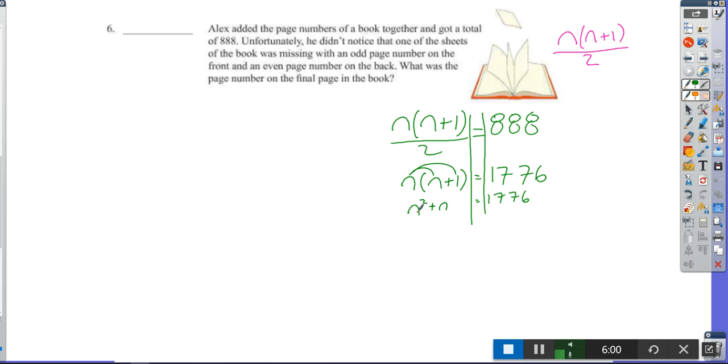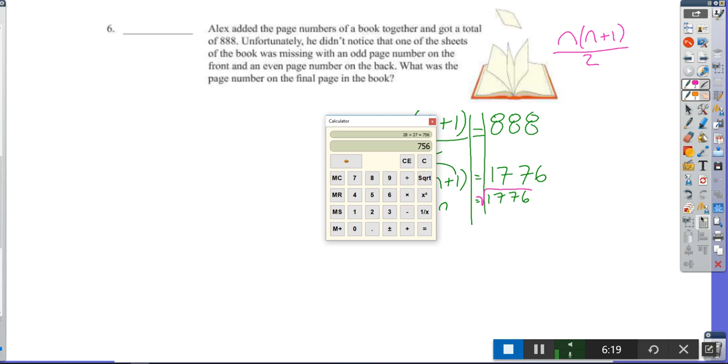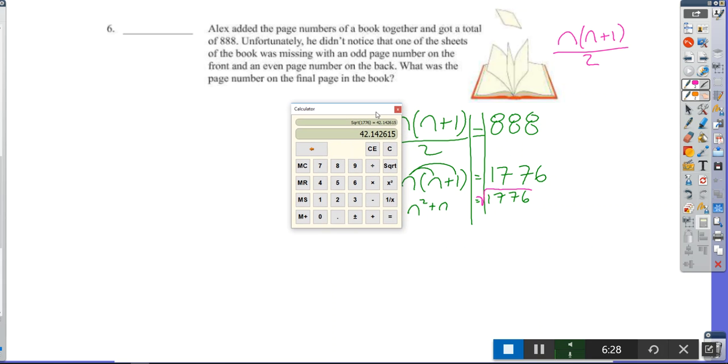My n squared number is going to be a lot bigger than my n, because n squared is n times n. So to give me a ballpark idea of where I should be looking, I'm going to take the square root of 1776. So I pull up my calculator. I get n is going to be somewhere close to 42.